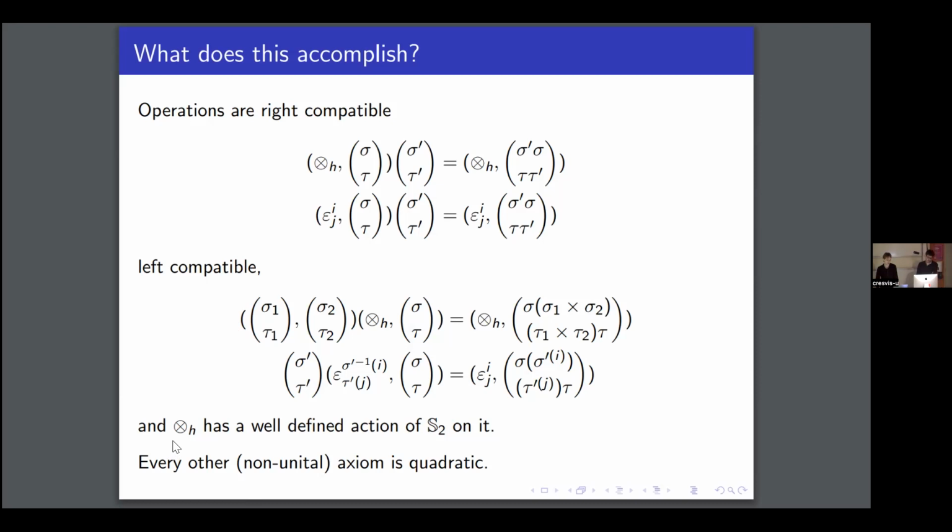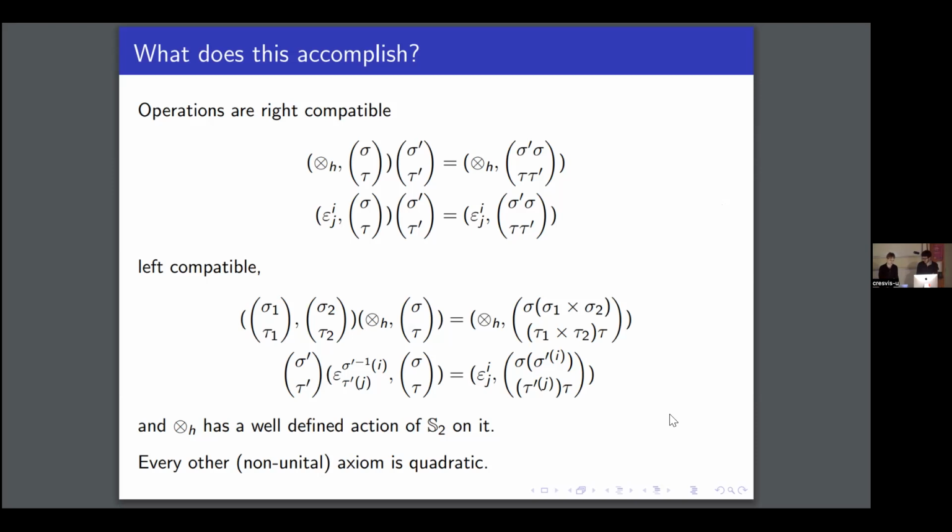There's also an action of the symmetric group S2 on the horizontal composition, which I won't discuss today. But the fact is that every other axiom of this wheeled prop is quadratic. So this says that if we could somehow eliminate these non-quadratic relations on the page here, then we could use this definition to induce a definition of a quadratic operad governing wheeled props. So we're going to eliminate these relations by moving to a groupoid colored operad.